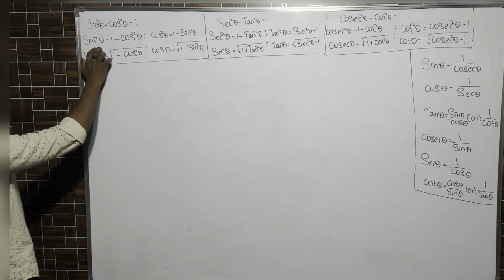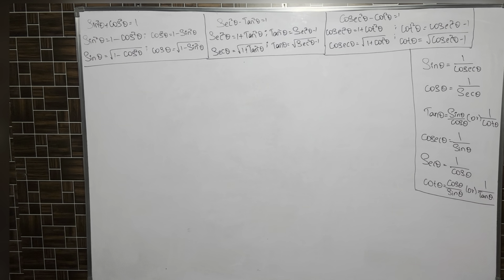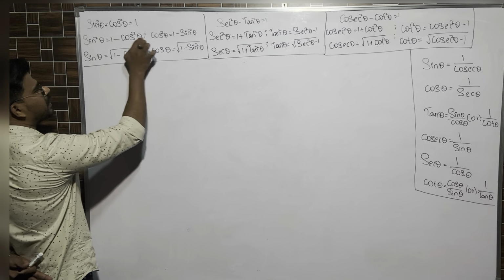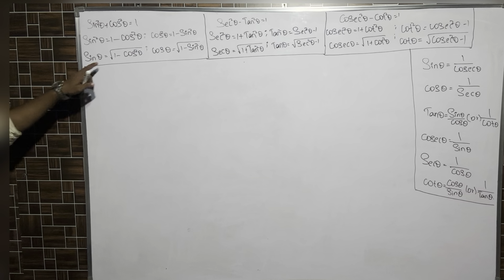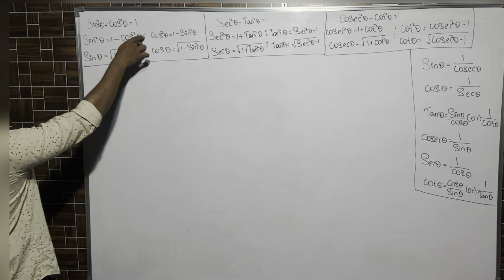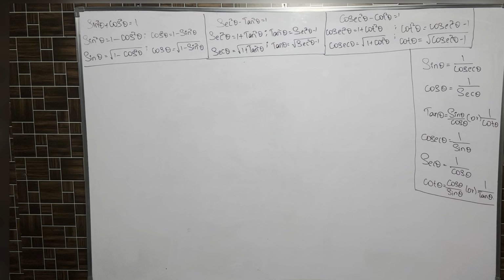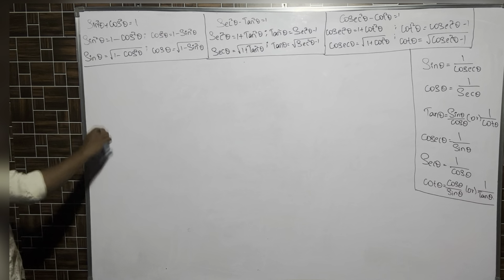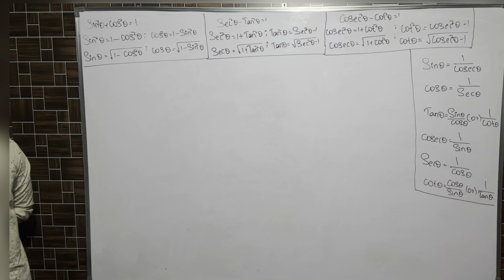From here, sine square theta, if I send plus cos square to the other side, it will become minus: 1 minus cos square theta. And if I send the square over there, it will become under root 1 minus cos square theta. Sine square theta I am keeping here only. I am sending the cos square theta over there, it will become 1 minus cos square theta, and if I send the square over there, it will become under root 1 minus cos square theta.